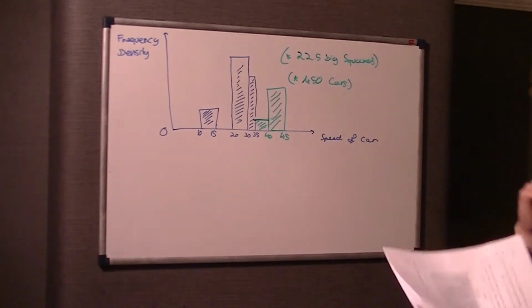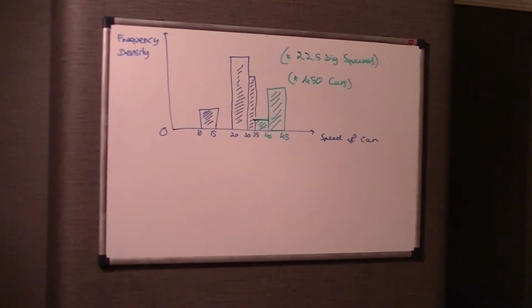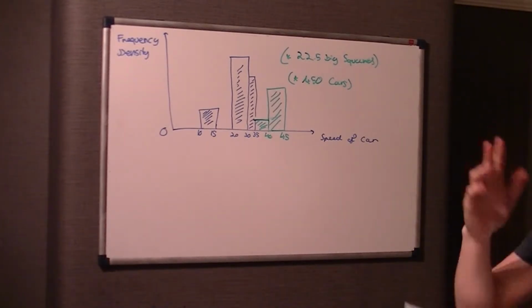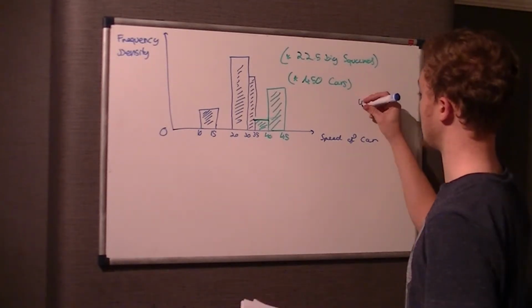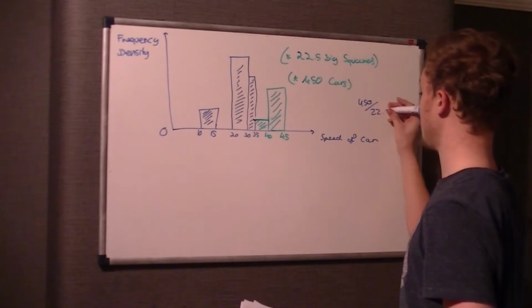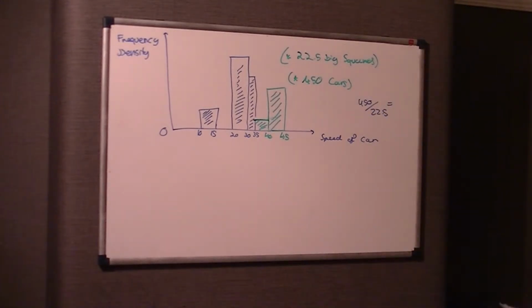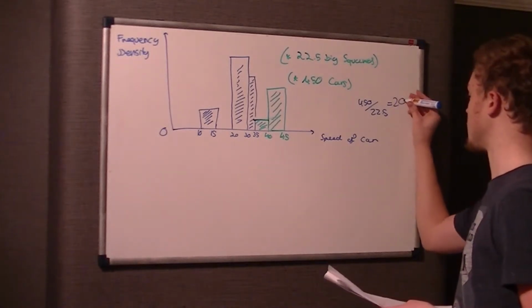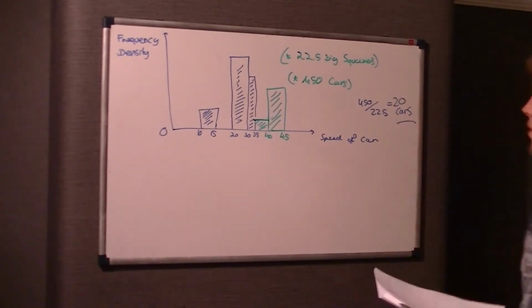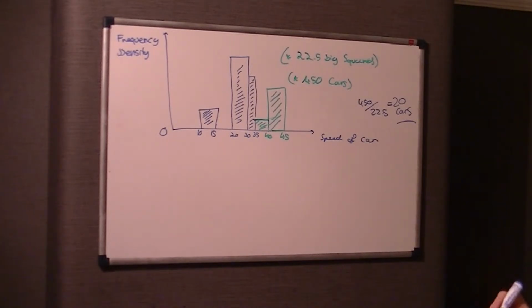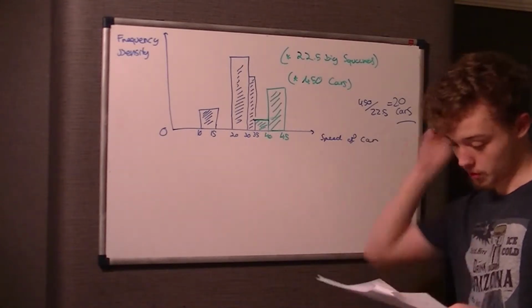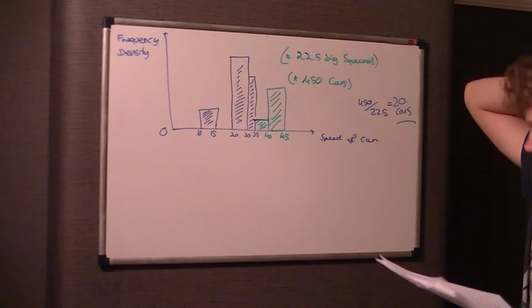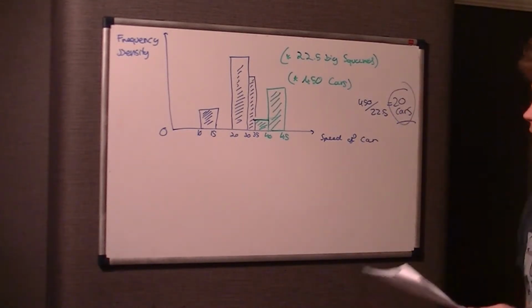We've got 450 cars, and in 22.5 big squares, that area is equal to 450 cars. So we need to work out how much one square is equal to. We just divide 450 by 22.5, and if you put that in your calculator, you would get 20 cars. So one big square is equal to 20 cars. So we count the number of squares in the 35 to 40 and the 40 to 45, and times that by 20.